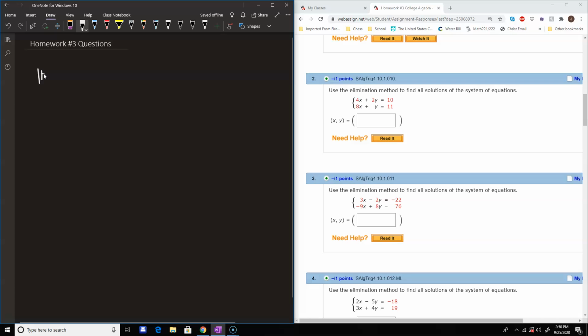substitution as well. So for number 3 right here, we have the system of equations 3x minus 2y equals negative 22, and minus 9x plus 8y equals 76. I want to keep the bottom equation the same and multiply the top by 3 to eliminate my x's. So let's keep that bottom equation the same, and let's multiply the top by 3.